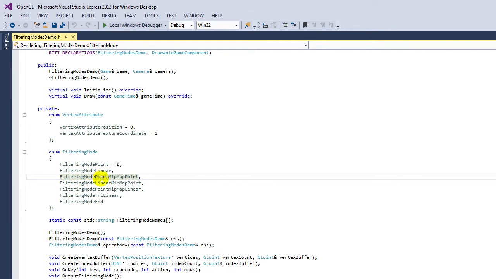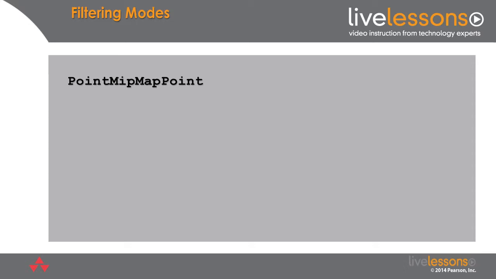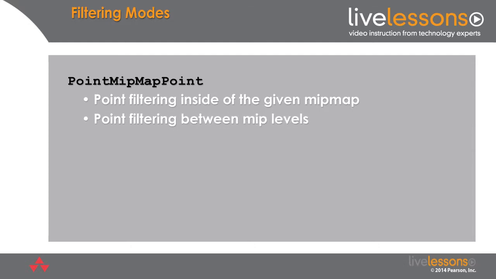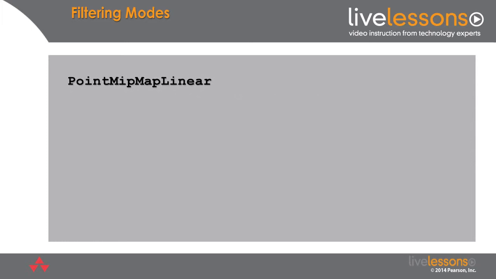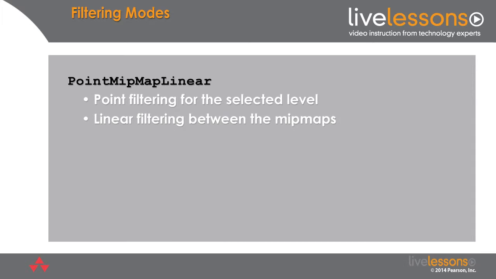The next couple of filtering modes that you see here deal with mip mapping. Point mipmap point specifies that we're going to do point filtering inside of the given mipmap, and then we're going to do point filtering between mip levels. Now, linear mipmap point means we're going to do point filtering between the mipmaps, but we're going to do linear filtering for the selected mip level. Point mipmap linear means we're going to do point filtering for the selected level, but we're going to do linear filtering between the mipmaps.